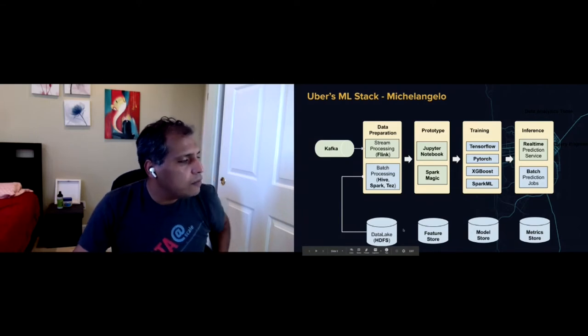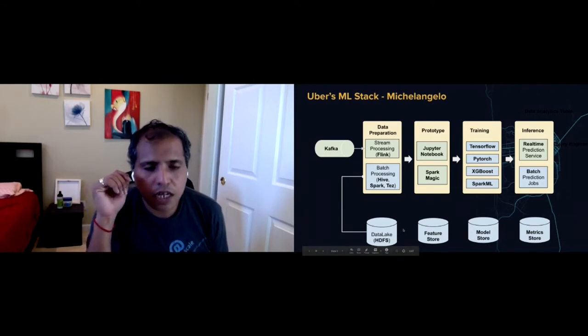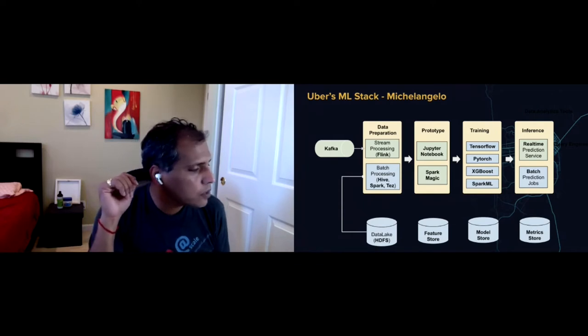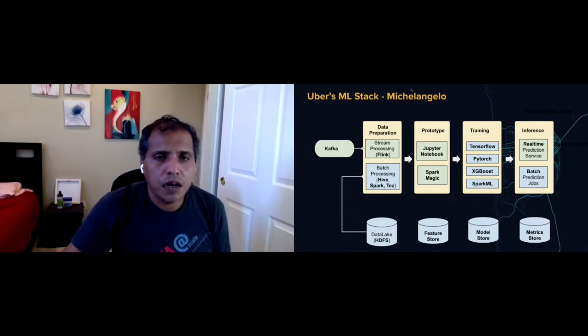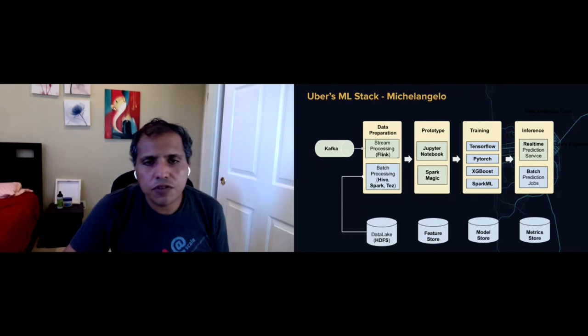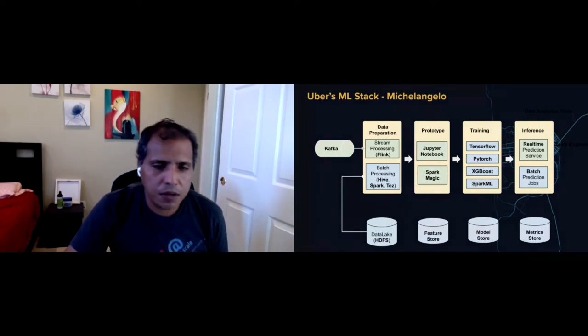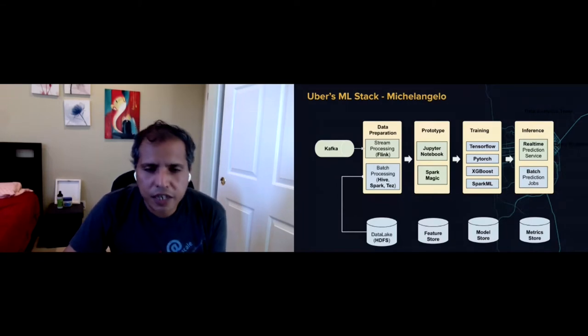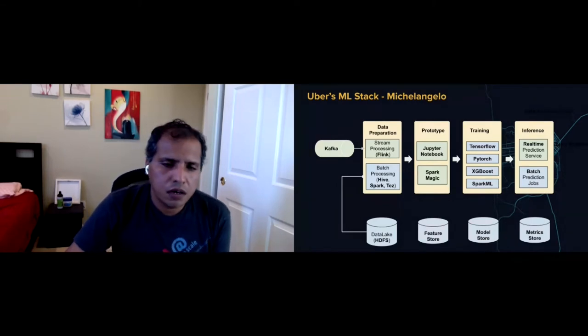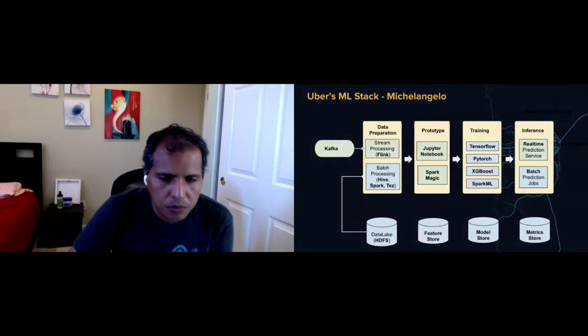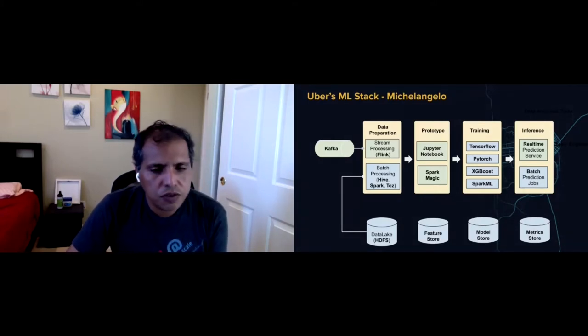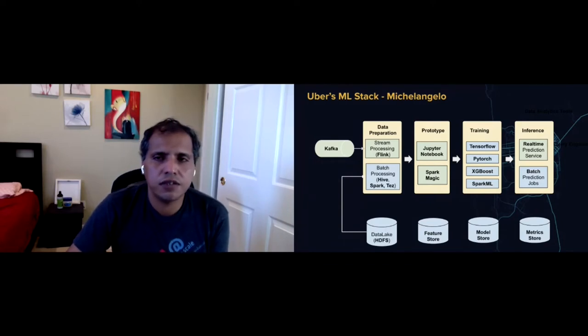And then in ML, we do a lot of prototyping. We do this prototyping through Jupyter notebooks or Spark Magic. After that, for the training we use TensorFlow, PyTorch, XGBoost, and Spark ML. And for inference, we have real-time prediction services as well as batch prediction jobs. We have different stores such as feature stores to store all the features. We have model stores to store all the models. And then we also have metric stores where we can slice and dice all the metrics together to come up with the models.